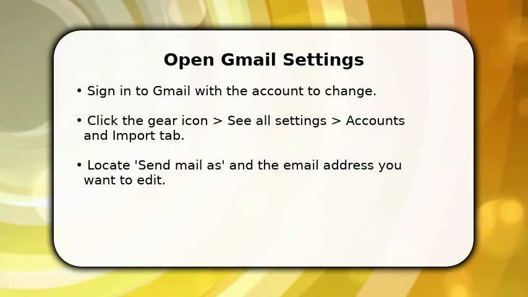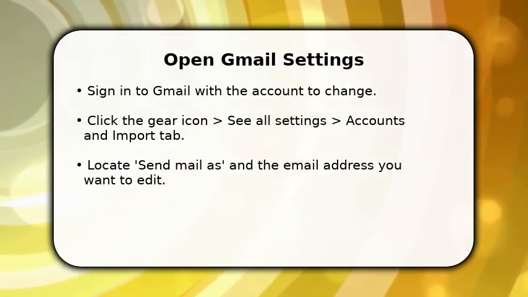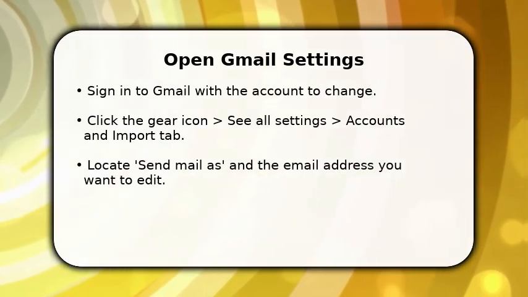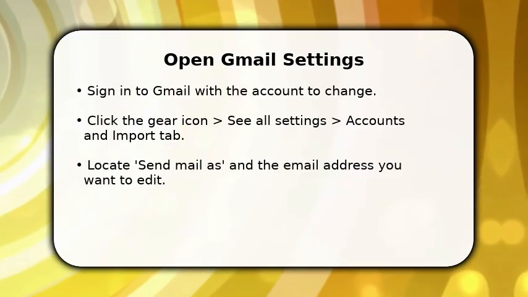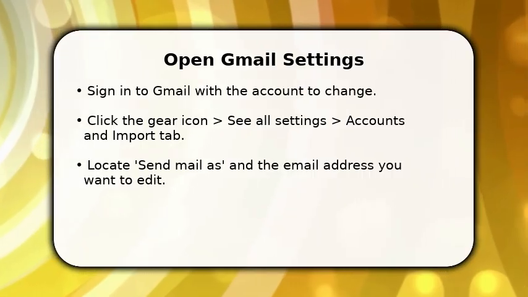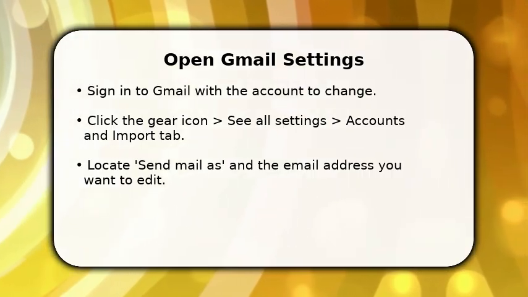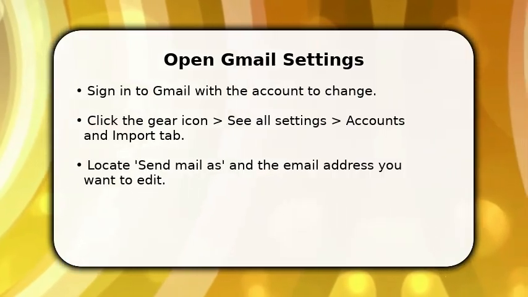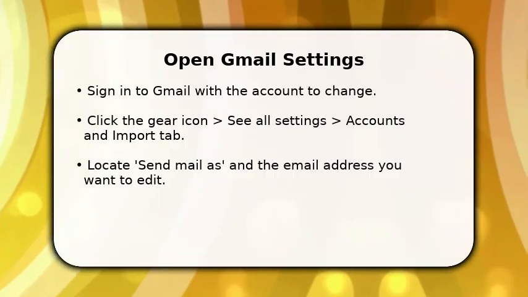Enjoy the video. You start inside Gmail after signing in, go straight to the gear icon and choose See All Settings. Once there, click the Accounts and Import tab to reach Name Controls. Find the Send Mail As section and identify the address whose display name you want to change. This direct path takes you to the specific field rather than general account pages.